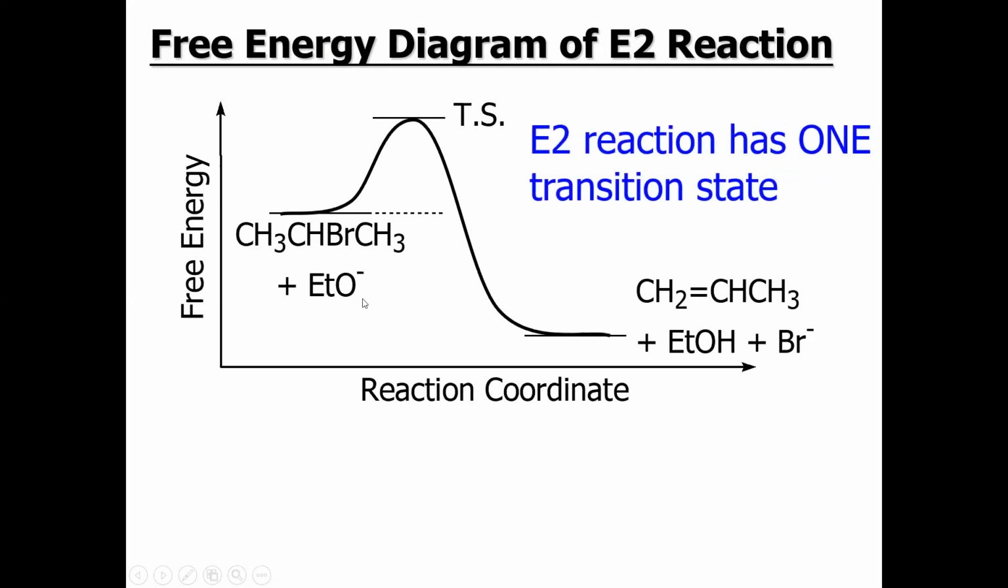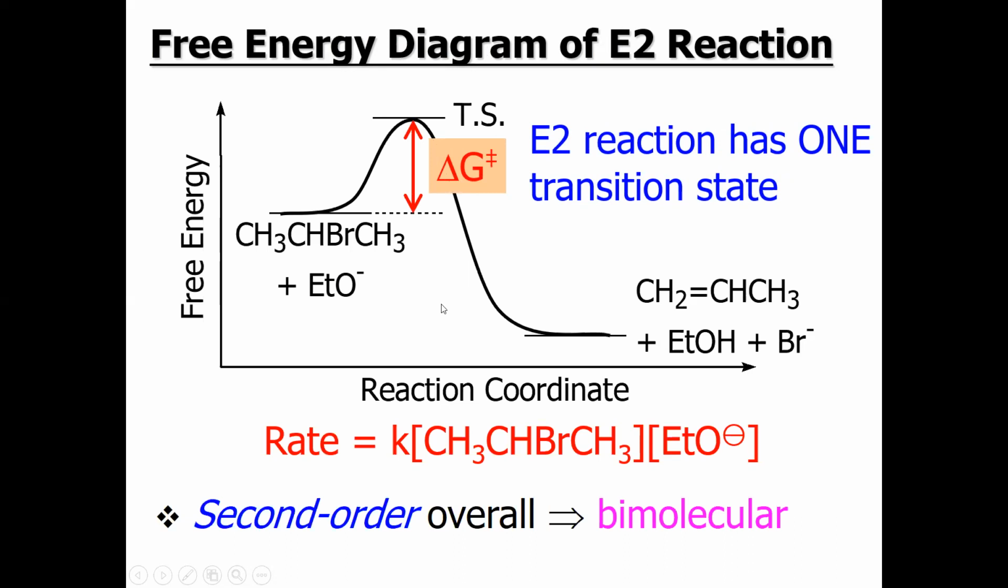So the E2 reaction has just one transition state generally. And thus we can say that the reaction rate depends on the concentration of both the alkyl halide and the concentration of the strong base. Sorry, the base ethoxide, not the nucleophile. Nucleophile is for the nucleophilic substitution reaction. So the overall rate is second order, or we can say E2 is a bimolecular reaction.